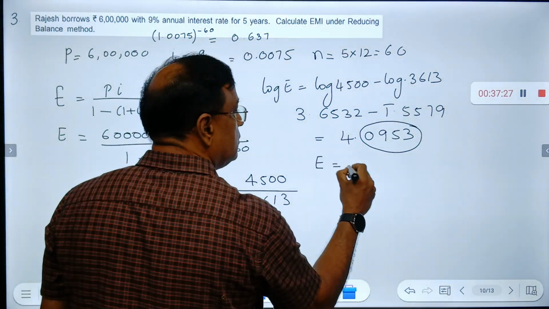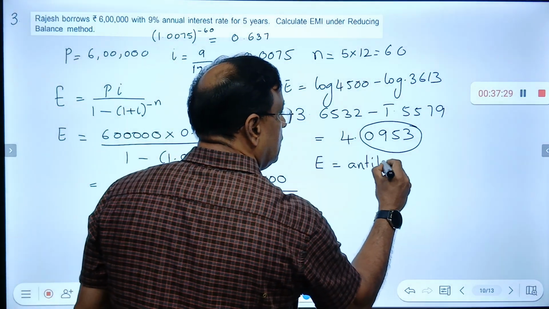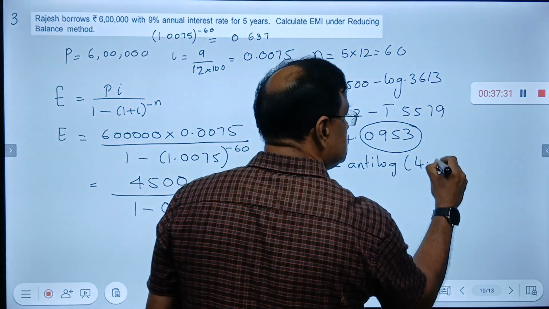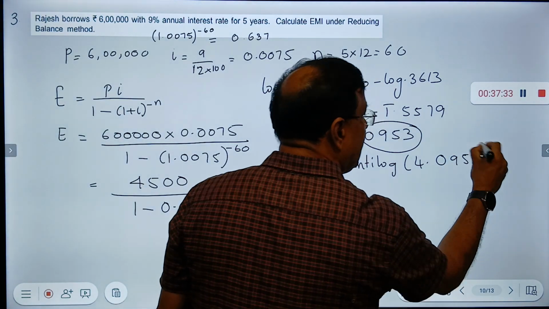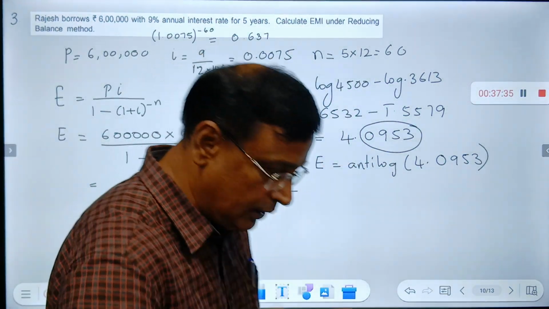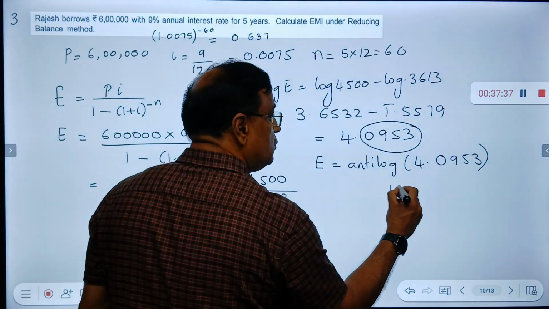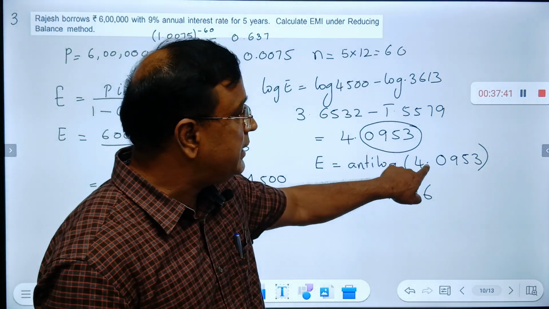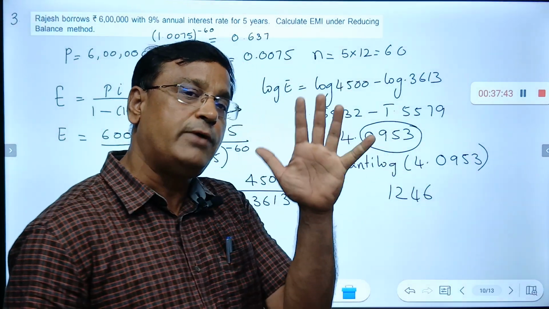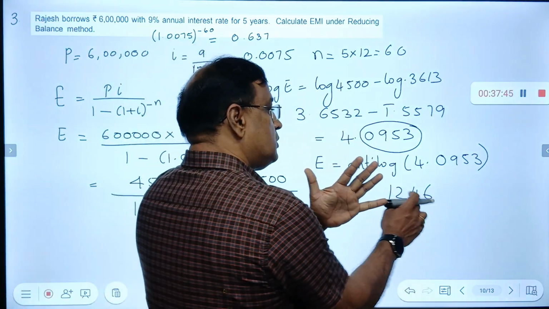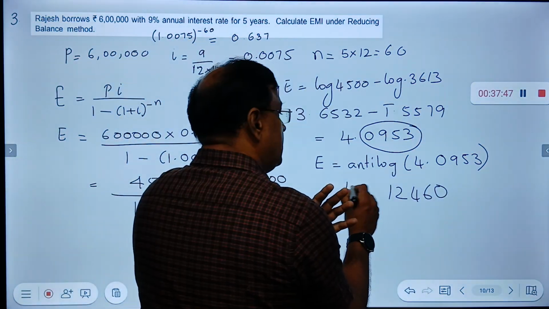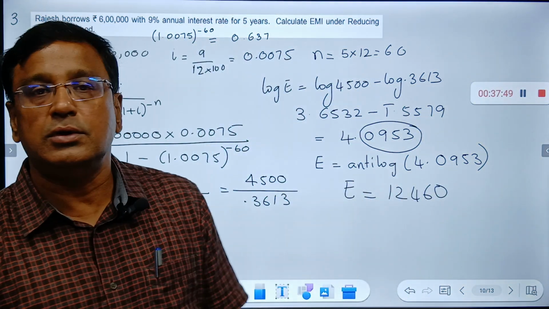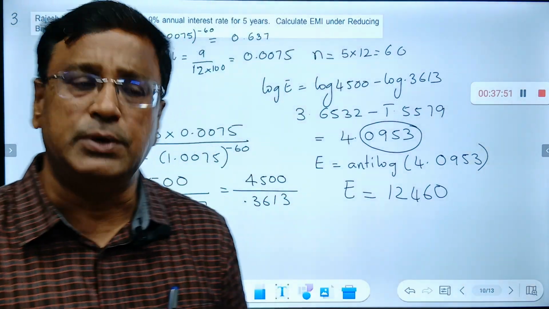Now look at the anti-log of 0953. So E equal to anti-log of 4.0953. When you look at it, you get 1246. But you know, it's a 4 characteristic. Characteristic is 4, it should be a 5-digit number. So 1, 2, 3, 4, add a 0. So my EMI is 12460. Very, very simple, isn't it?